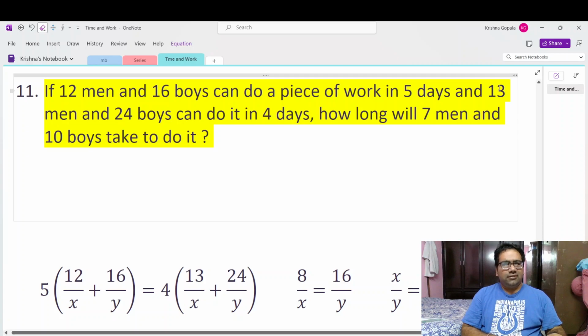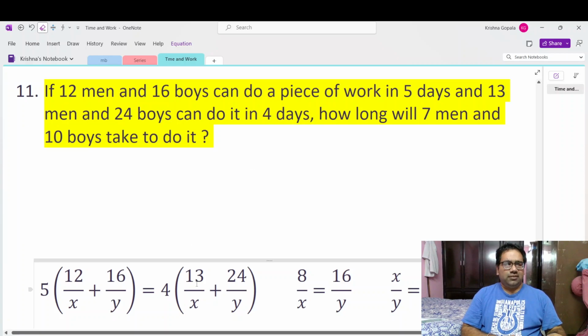Similarly, he is saying 13 men and 24 boys. So 13 into 4 into 1 by x plus 24 into 4 into 1 by y. This also is equal to 1. We will equate both of these. 5 12s are 60. 4 13s are 52. 60 by x equal to 52 by x here.